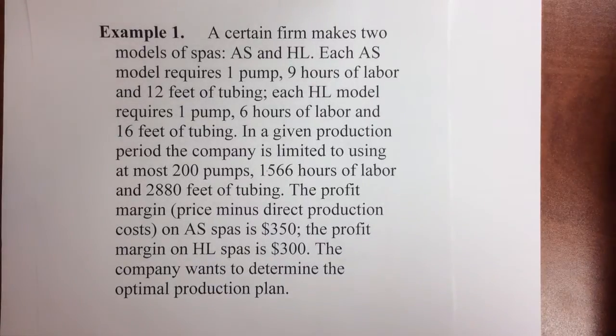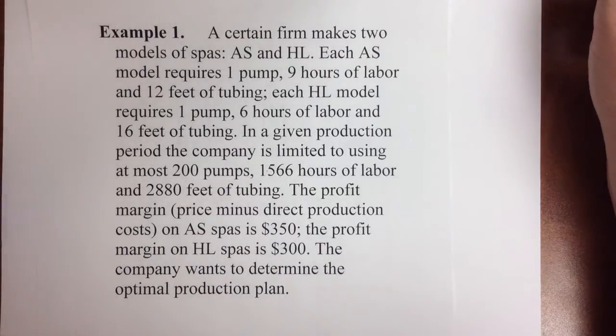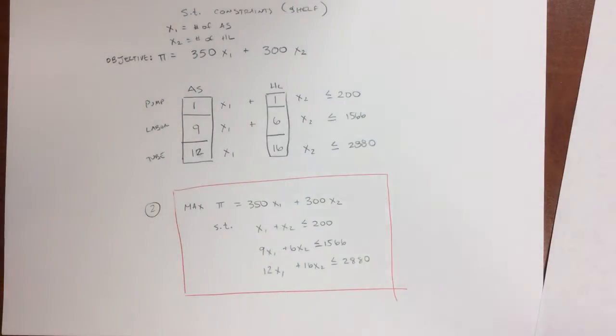So we're going to return to example 1. What we did last time is we set up the linear program for example 1. As you recall, here is our linear program. We identified our objective function and identified our constraints. Now the question is, how do we actually solve this? We're going to do this graphically first.